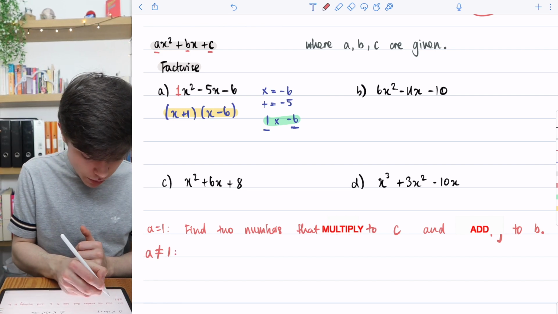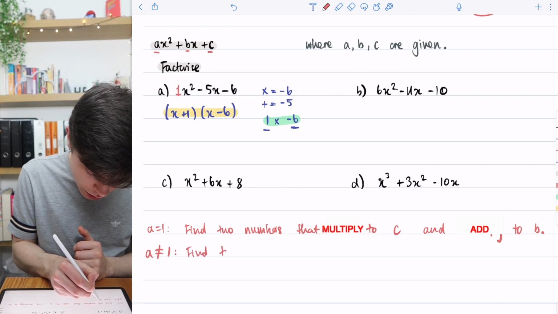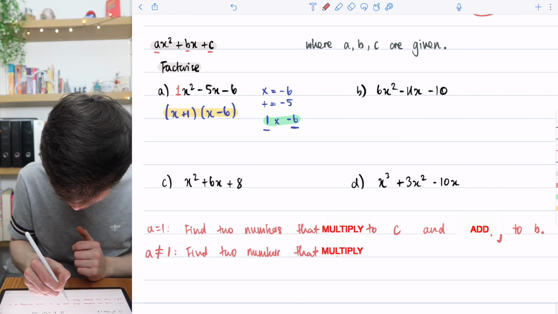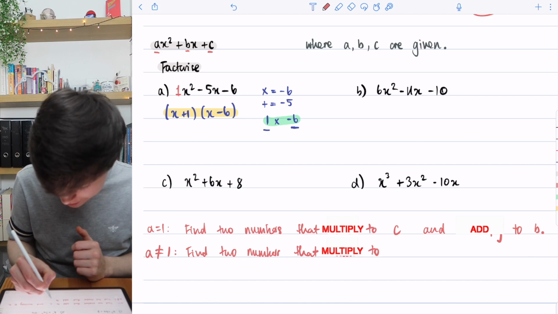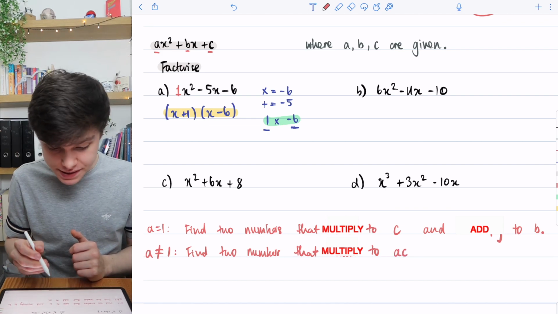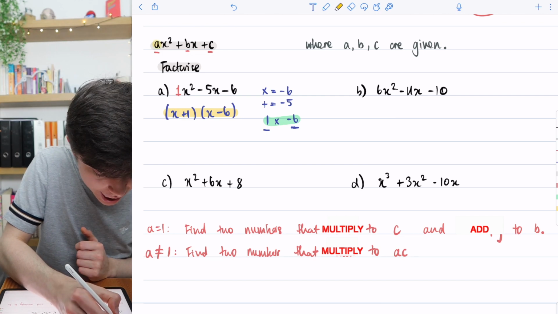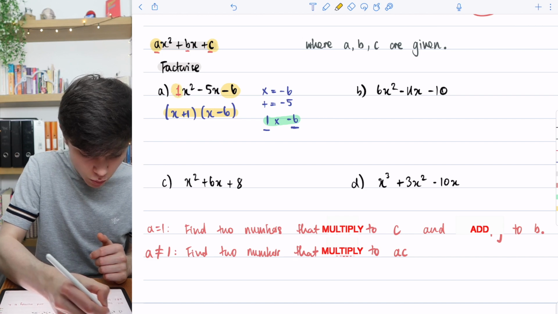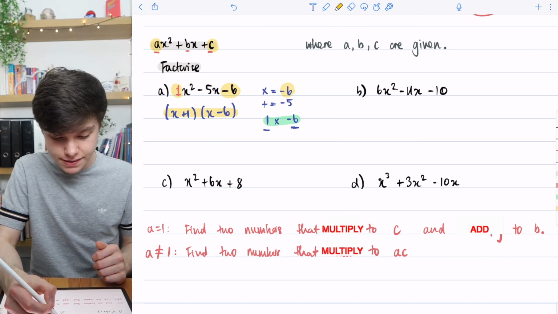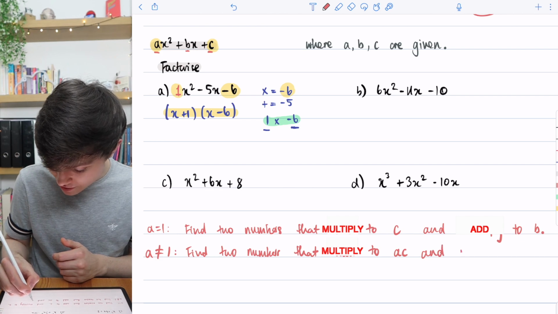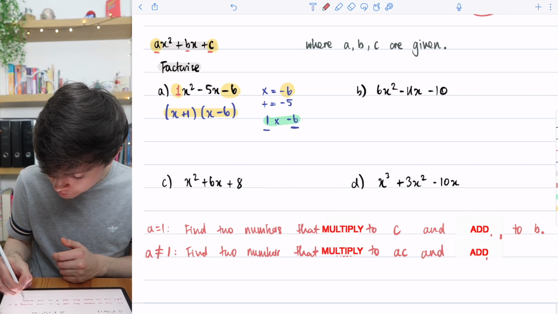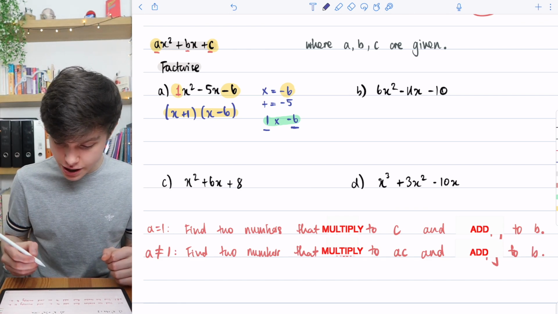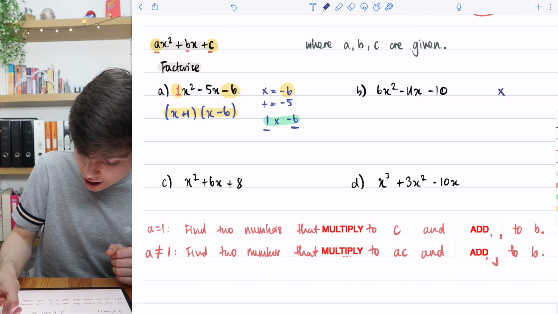When that's the case, we need to find two numbers that, and we do a times c. We multiply a and c. Now we actually were doing that in this case because we had minus 6 and 1. So we wanted two numbers that times to give me minus 6. And very simple, then they need to add to give me b. Hopefully that's clear. So let's write our numbers down here.